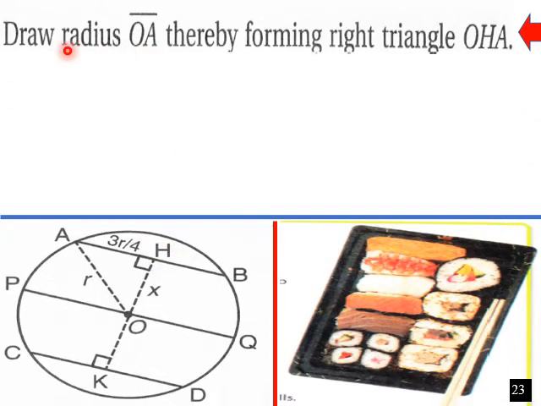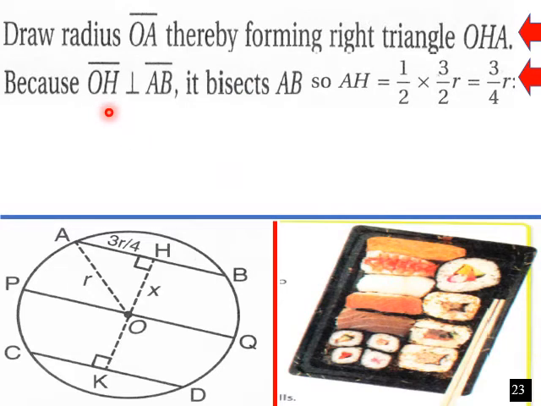Okay, so we have our circle here. Draw radius OA. So we have our radius here, OA, thereby forming a right triangle OHA. So we have a triangle here, OHA, and it is a right triangle because OH is perpendicular to AB. It bisects AB, so AH equals 1/2 times 3/2 R, which equals 3/4 R. So this length here is 3/4 R.